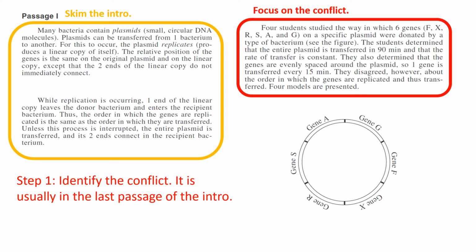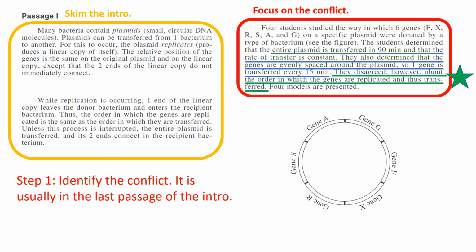4 students studied the way in which 6 genes on a plasmid were donated. The students determined the entire plasmid is transferred in 90 minutes, and the rate of transfer is constant. They also determined the genes are evenly spaced, so 1 gene is transferred every 15 minutes. They disagreed, however, about the order in which the genes are replicated and thus transferred. So that's the conflict. They agree about timing, but they disagree about order.